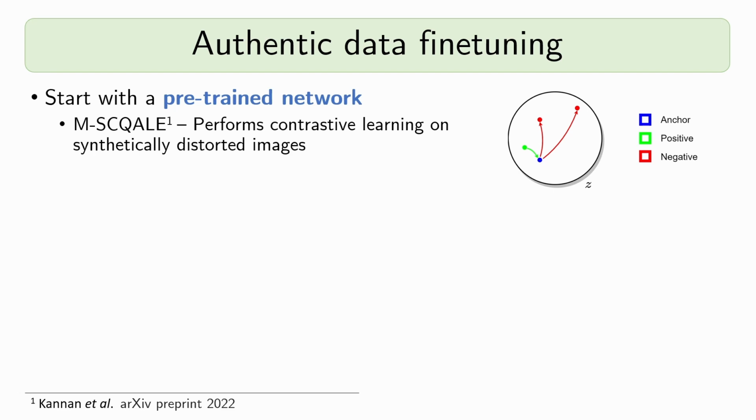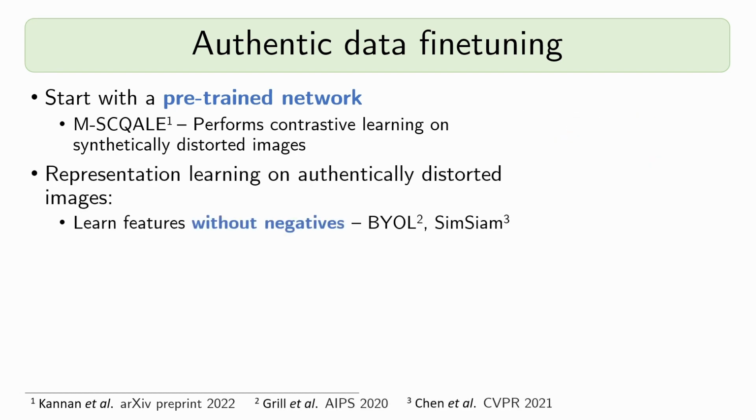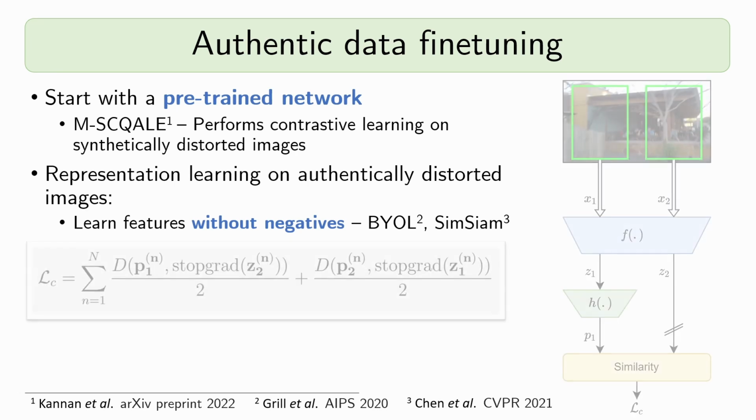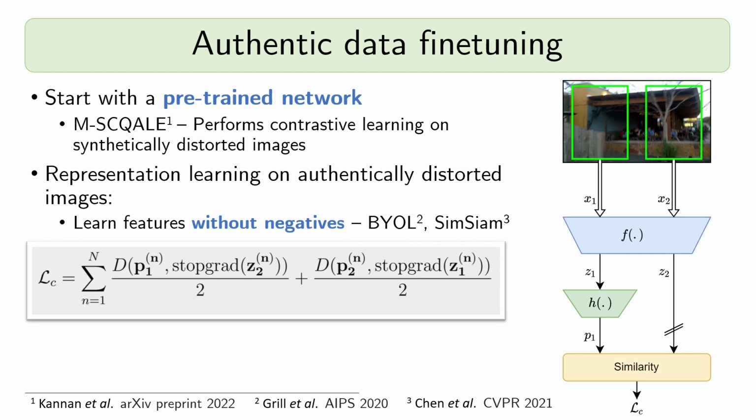In contrastive learning, there is this notion of anchor, positives, and negatives, where the positive features are pulled closer towards the anchor, while the negative features are pushed farther apart. In quality feature learning, the negatives are differently distorted versions of the same scene. Now, when we think about representation learning on authentically distorted images, we do not have negatives. This motivates us to use the SimSiam framework, which only uses positives.